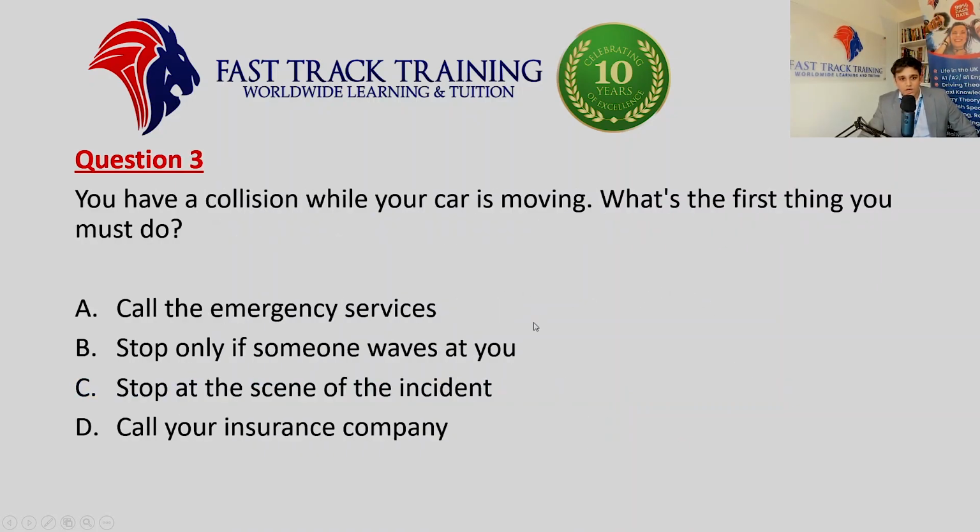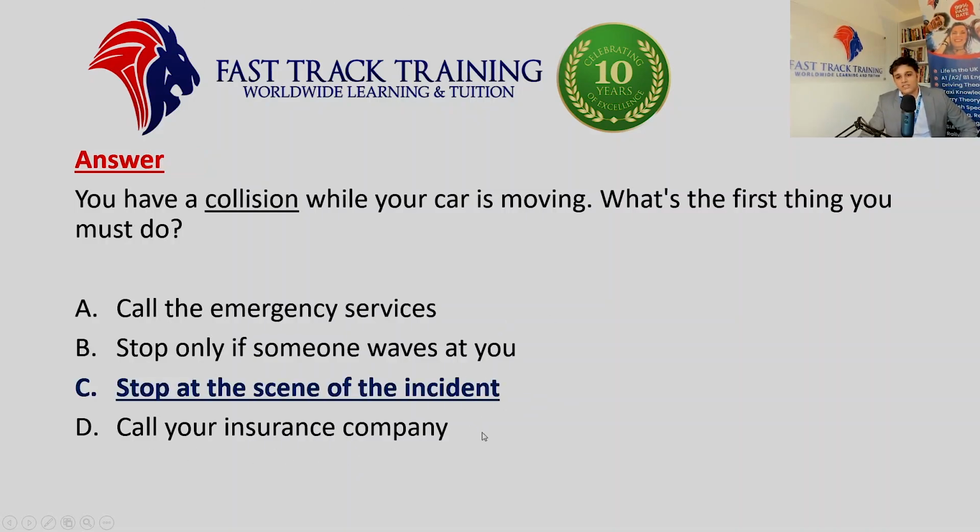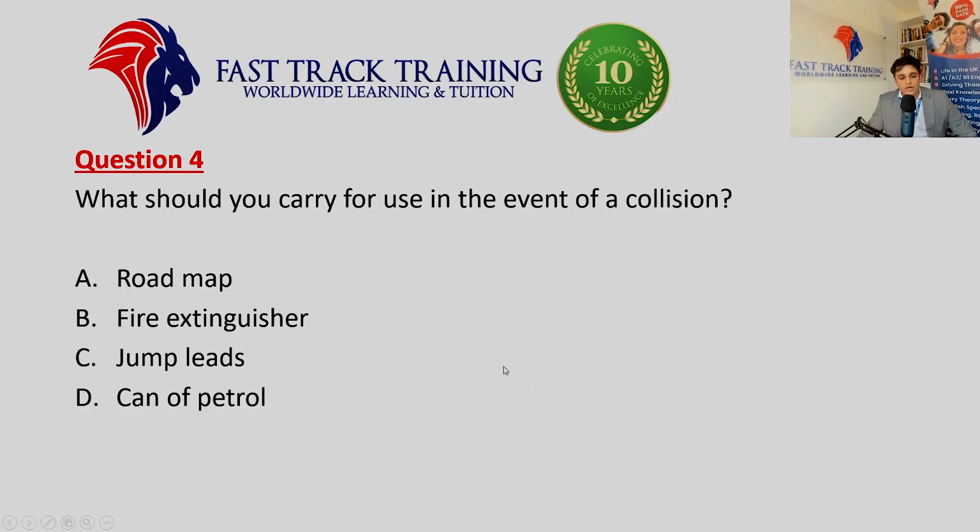Well done. You have a collision while your car is moving. What's the first thing you must do? Call the emergency services, stop only if someone waves at you, stop at the scene of the incident, call your insurance company. The correct answer is stop at the scene of the incident. So you have a collision while your car is moving. What's the first thing you should do? Stop, because it's a legal requirement to stop. Collision means when you hit another car. So when you hit another car, stop.